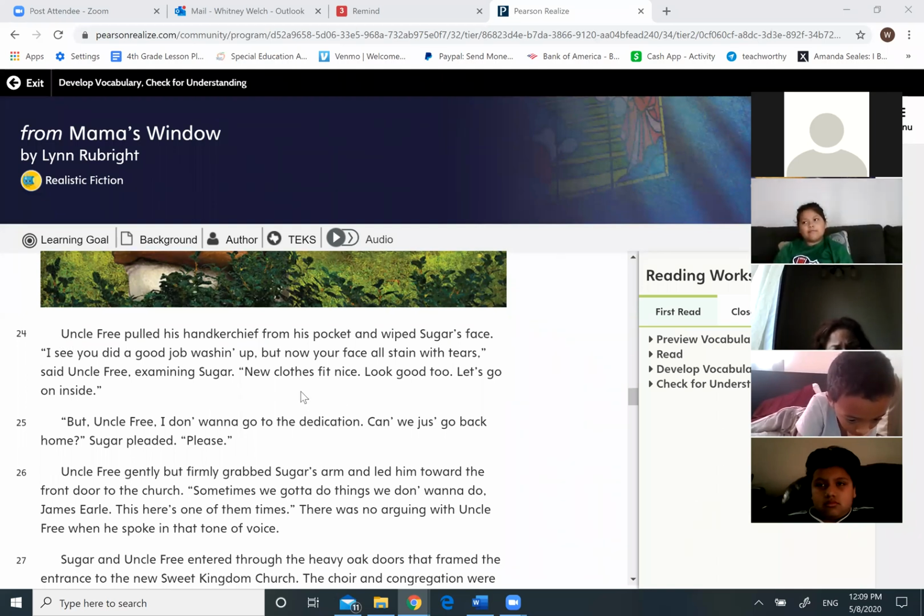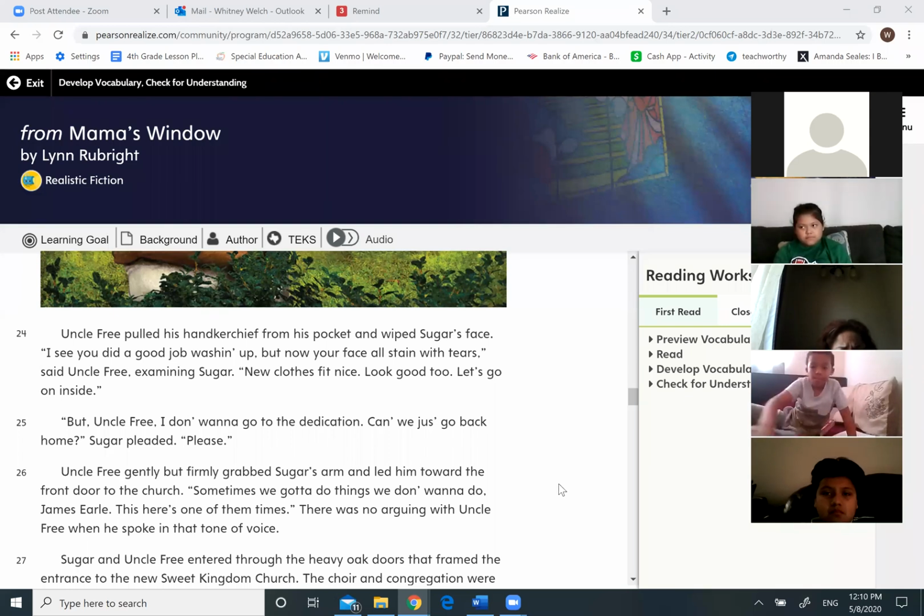Uncle Freed pulled a handkerchief from his pocket and wiped Sugar's face. "I see you did a good job washing up, but now your face is all stained with tears," said Uncle Freed, examining Sugar. "New clothes fit nice, look good too. Let's go on inside." "But Uncle Freed, I don't want to go to the dedication. Can we just go back home?" Sugar, please. Nice, Christopher.